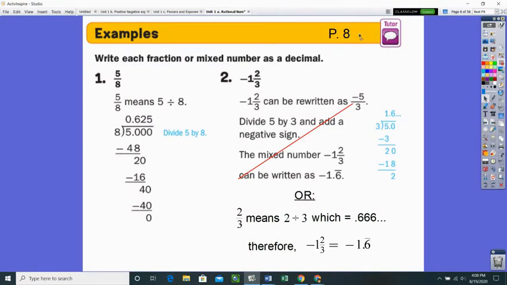So in the book on page 8, they do an example, 5/8. They take 5 divided by 8. They actually do it longhand. I am allowing you to have a calculator. And when you take 5 divided by 8, it would be 0.625.